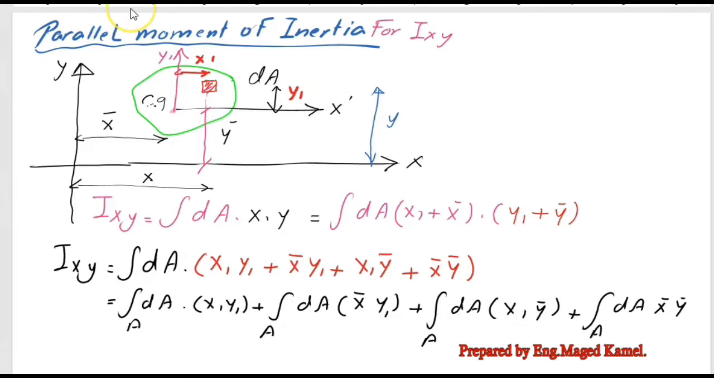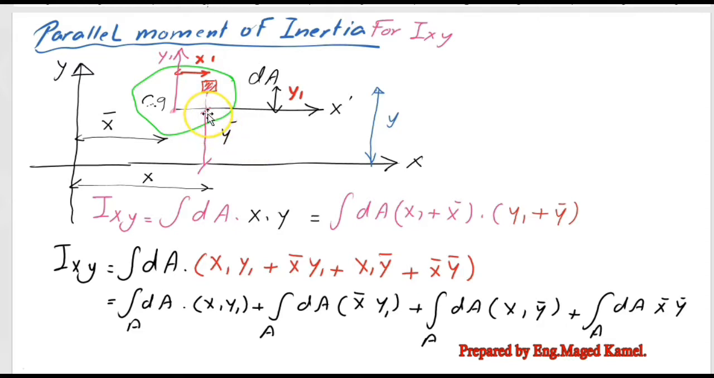For the IXY, the product moment of area, again the same area and the small strip dA, we are going to introduce x dash and y dash. These are two axes passing by the CG, and the external two axes as usual are x and y. The distance from the CG to the y axis is x bar, while the vertical distance between the CG and the external axis x is y bar.